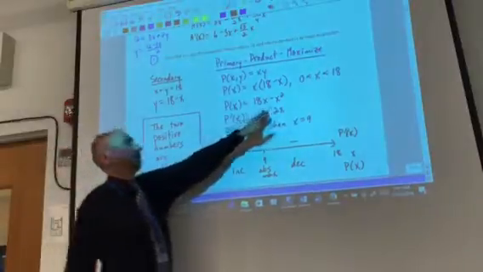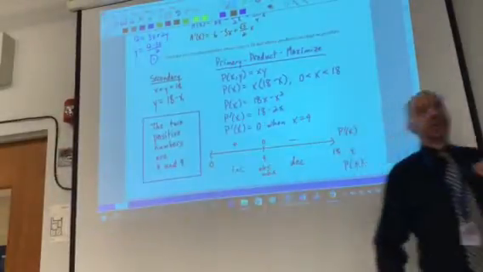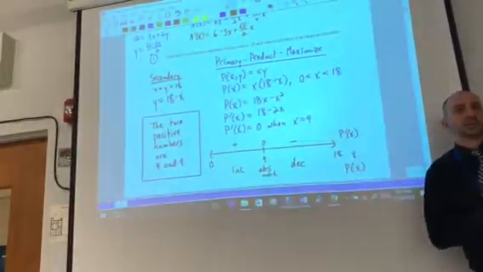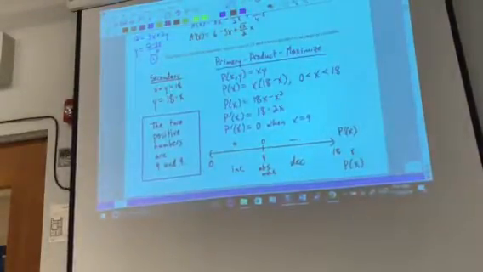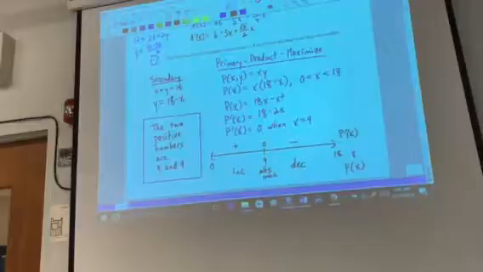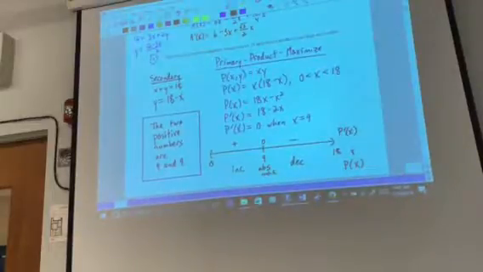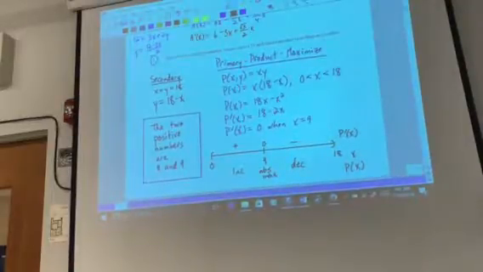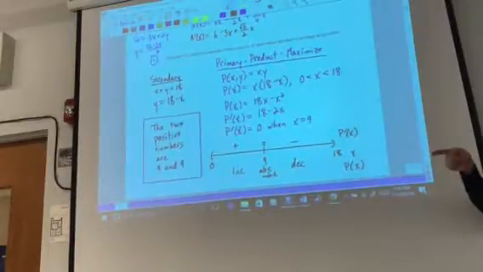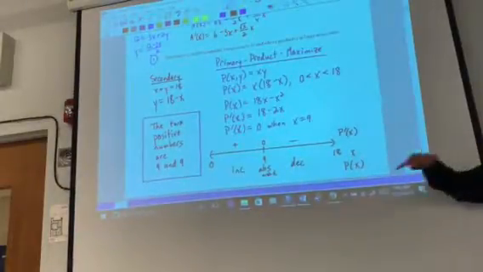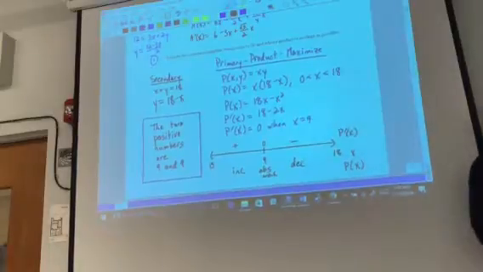Now the domain, 0 less than x less than 18, because not only does it say their sum is 18, but it says the numbers are positive. So x has to be greater than 0, but why does it have to be less than 18?